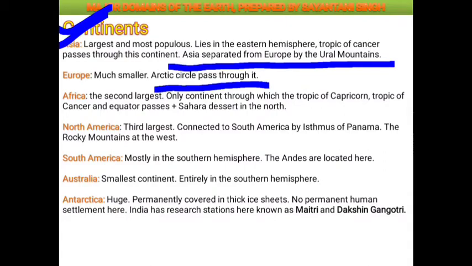Next is South America. South America is mostly in the southern hemisphere, and the Andes is located here, and the Tropic of Capricorn passes through South America.